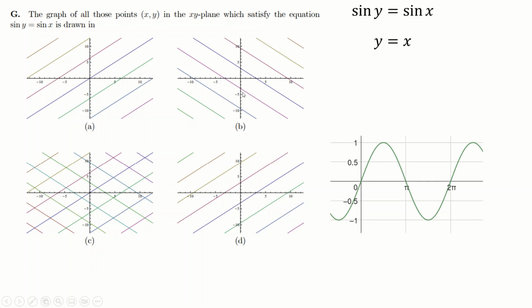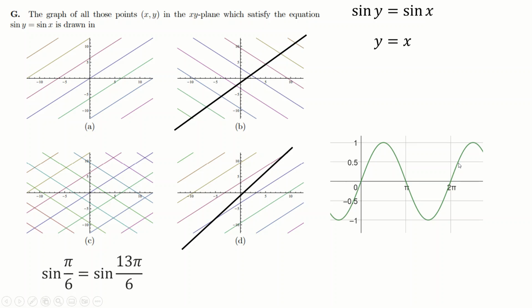So therefore, the answer is not this one. It's also not this one. Now, here's the sine graph. The thing is, though, that there are other ways you can get sine y to equal sine x. For example, sine of pi over 6, which is equal to 0.5, is the same as sine of 13 pi over 6. The reason I know that is because all I did was add 2 pi to the input. Because sine is periodic every 2 pi, when you add 2 pi to your input, you're just going to get the same thing. So along with y equals x, I can also say this.